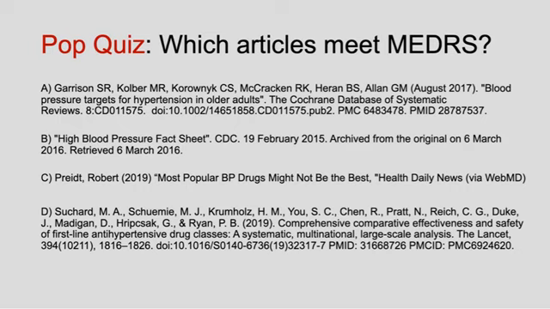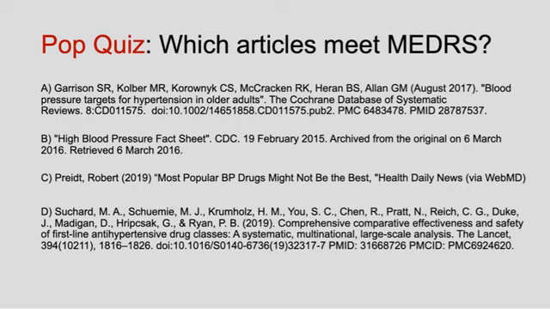At the top, we have an article from the Cochrane database of systematic reviews titled Blood Pressure Targets for Hypertension in Older Adults, published in August 2017. B, we have the High Blood Pressure Fact Sheet, published by the CDC in 2015. We have C, an article from Health Daily News via WebMD, most popular blood pressure drugs might not be the best. And then we have D, an article from The Lancet called Comprehensive Comparative Effectiveness and Safety of Antihypertensive Drug Classes, a Systematic Multinational Large-Scale Analysis.